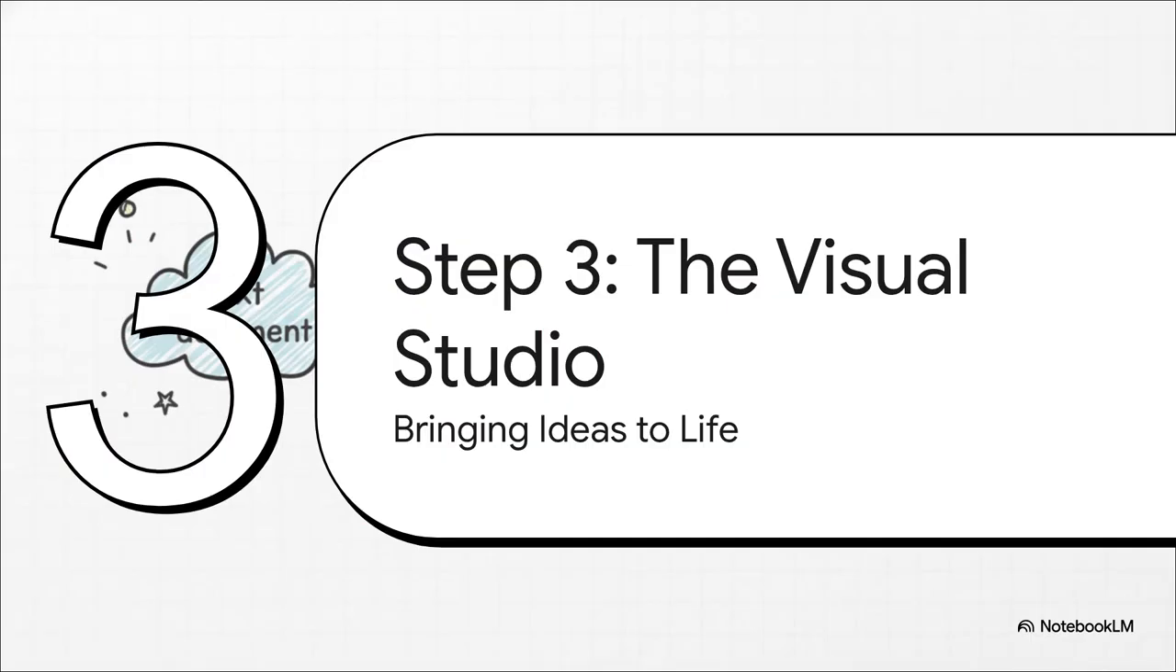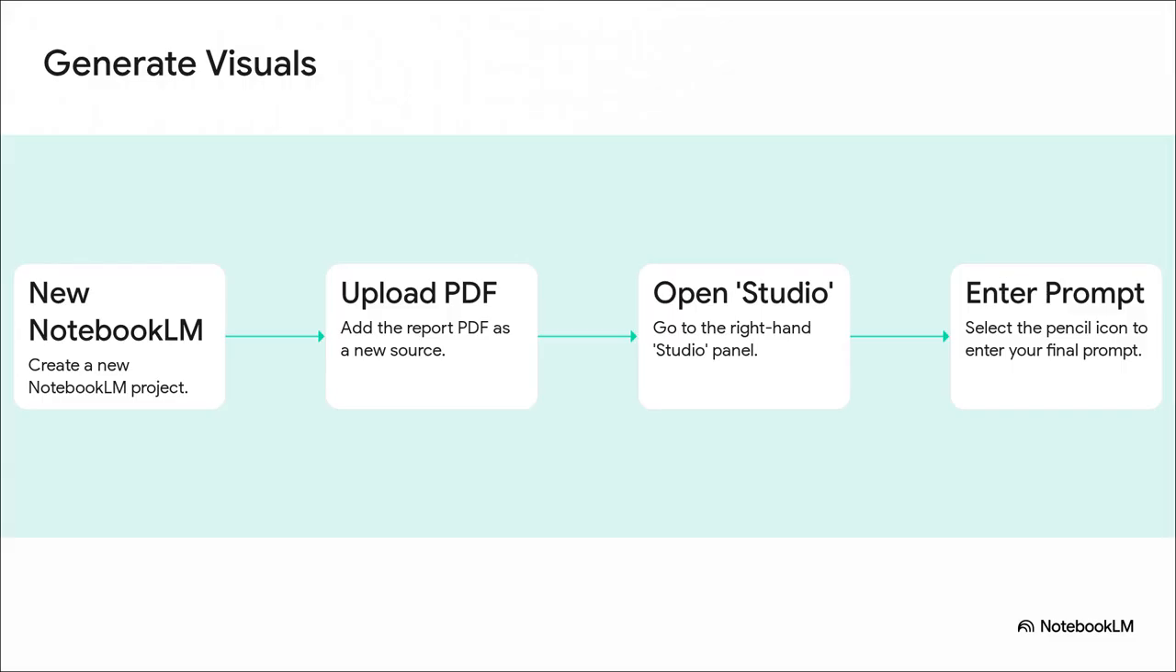And now, for the really fun part, step 3, the Visual Studio. This, my friends, is where the magic really happens, and we bring our ideas to life. So check this out. You're going to create a brand new, empty NotebookLM project. And for your source, you upload that PDF report we just made. That's it. So now the AI is an expert on its own summary. Pretty cool, right? Then you just head over to that studio panel on the right, click the little pencil icon, and get ready to give it your final command.